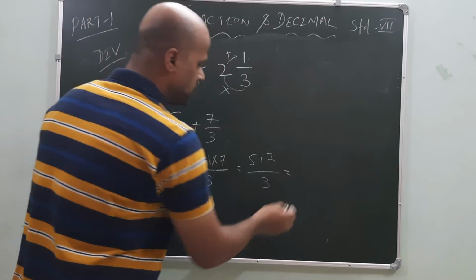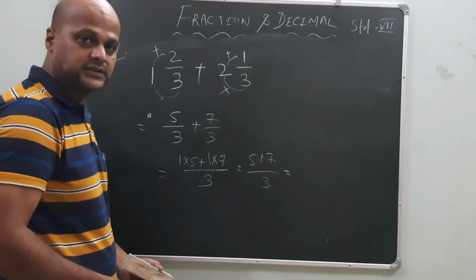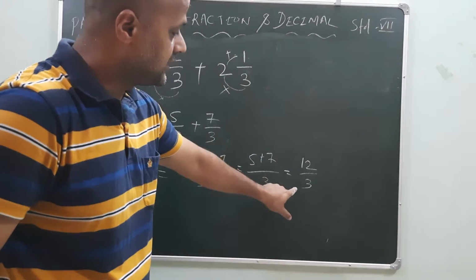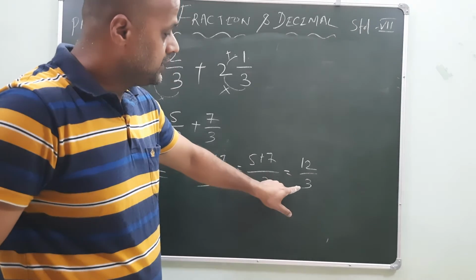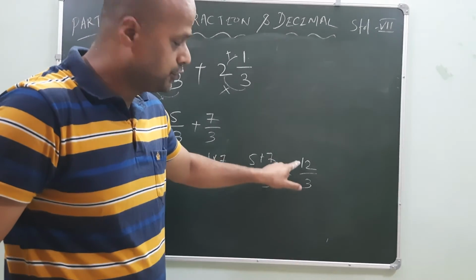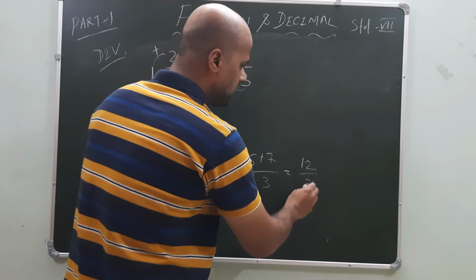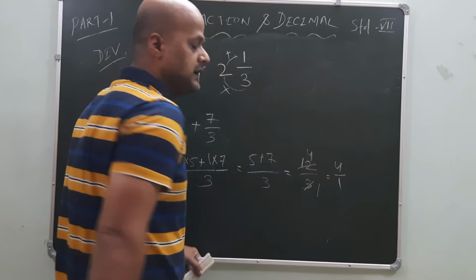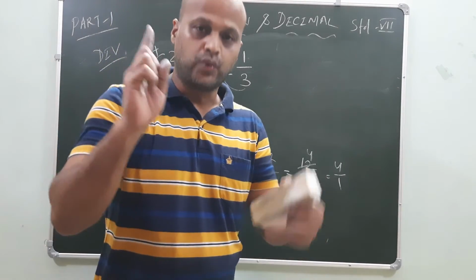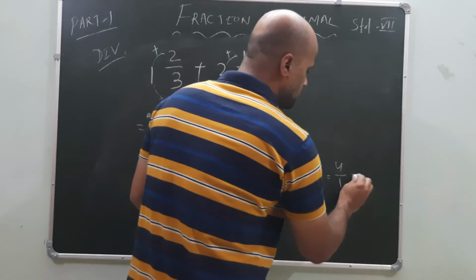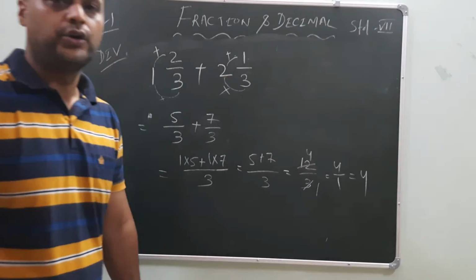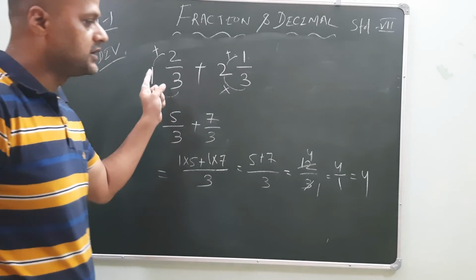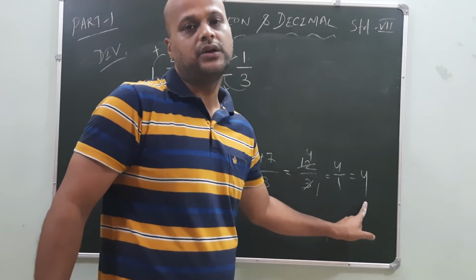What is the result? 5 plus 7, how much? It is 12 by 3. Now remember, in this fraction the numerator and denominator can be cancelled. In the 3 table, 12 is there. 3 1s are 3, 3 4s are 12. How much? 4 by 1. Any number divided by 1 becomes that number, so it is a whole number. In this case, when two mixed fractions are added, the result is a whole number.